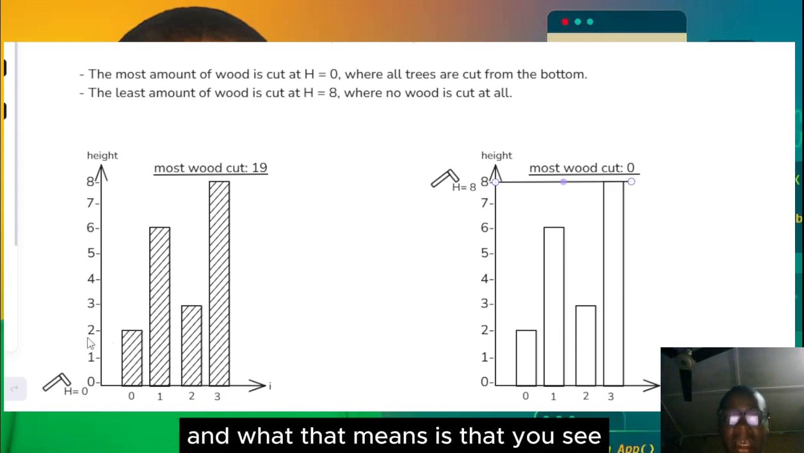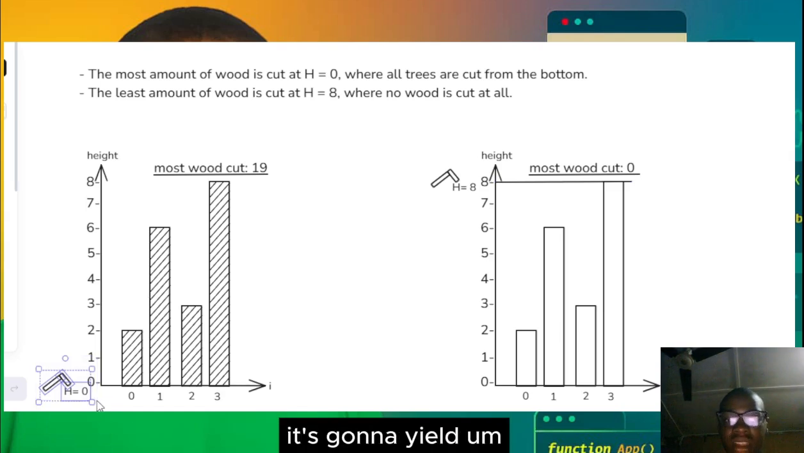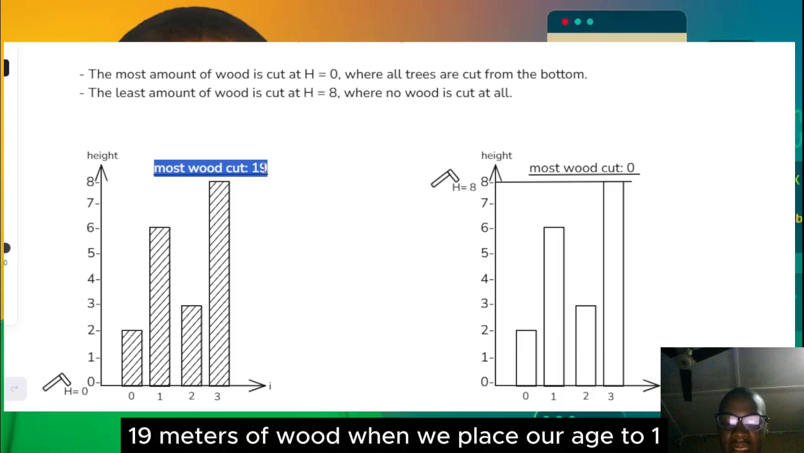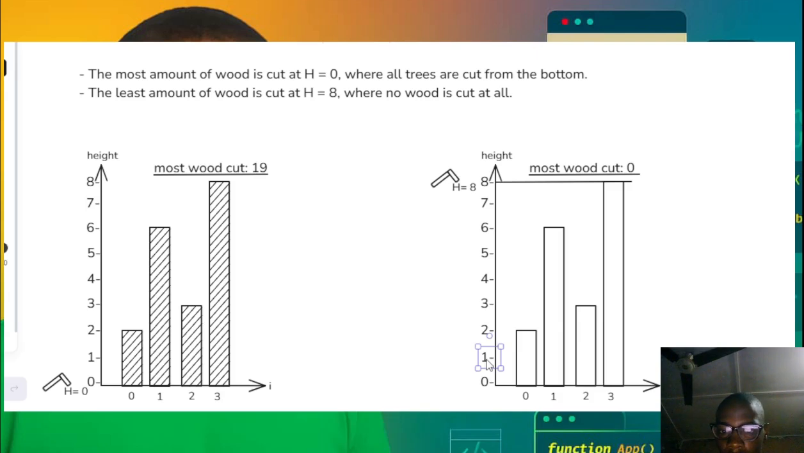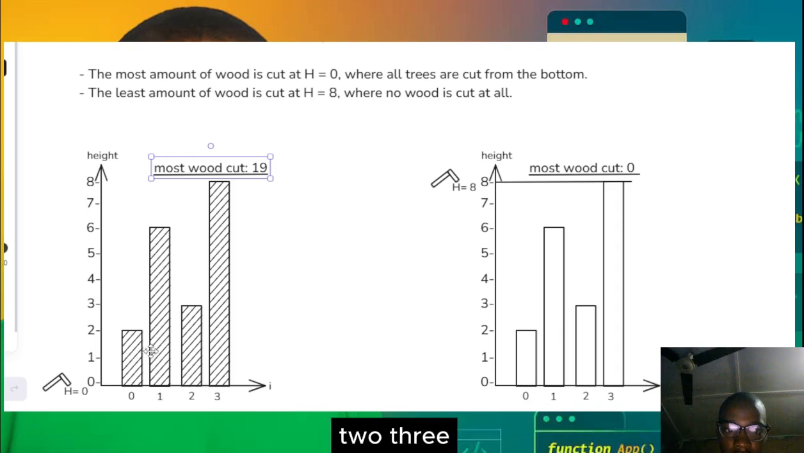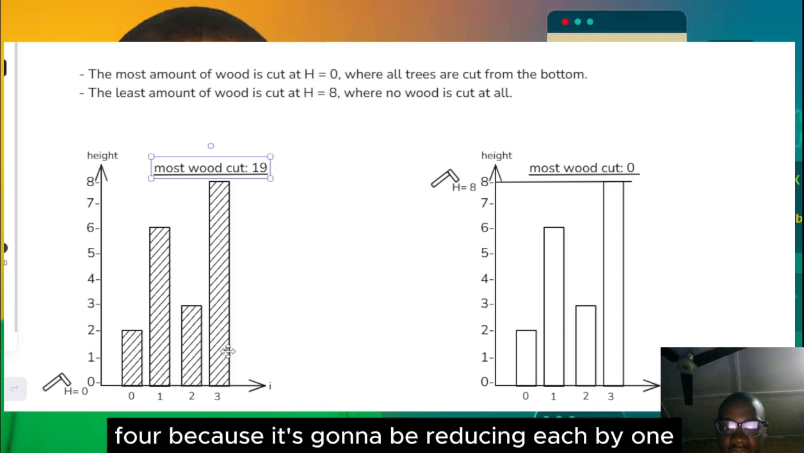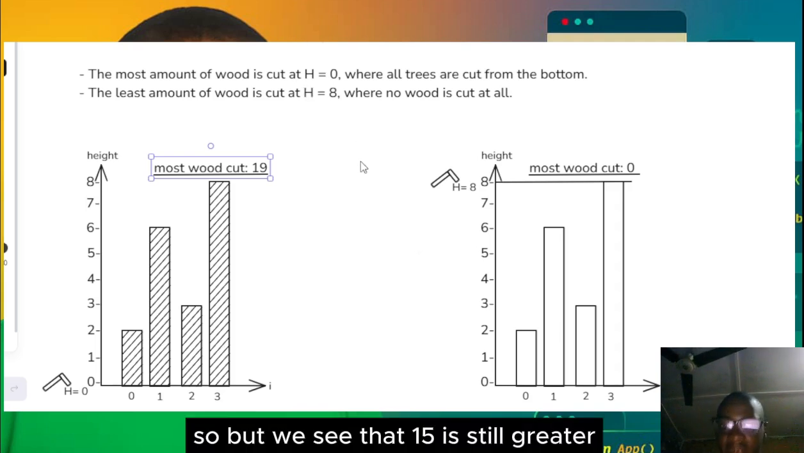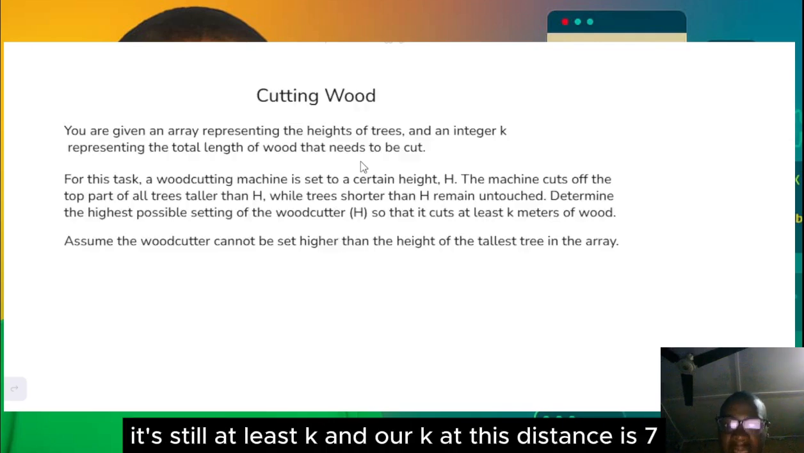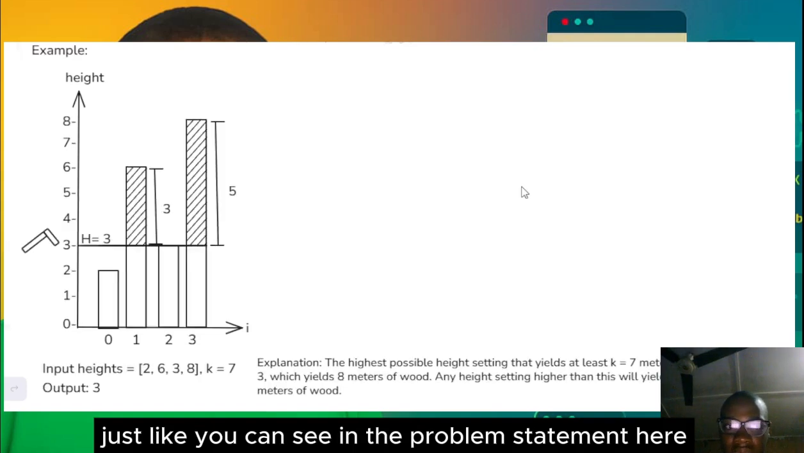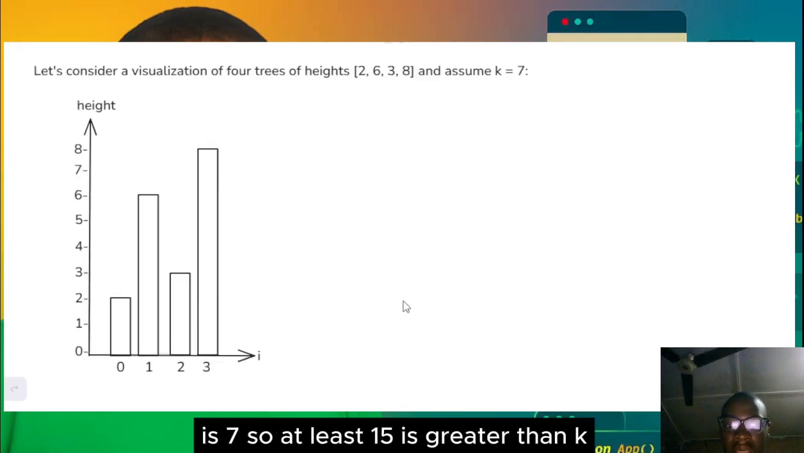What that means is that we can place our height here and it is going to yield 19 meters of wood. When we place h at 1, it is going to yield less than 19, because it is reducing by 1 for each tree. So that is probably 15. But 15 is still at least k, and our k in this instance is 7, just like we can see in the problem statement. So 15 is still greater than k.